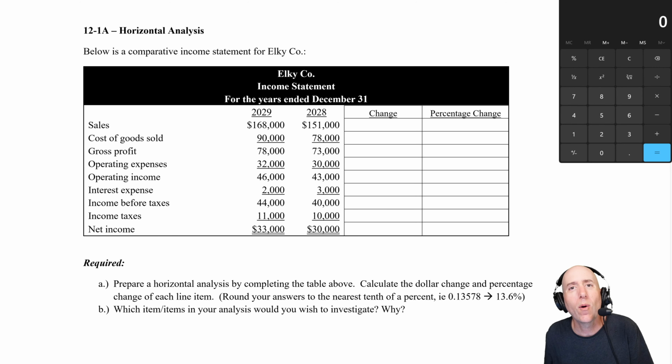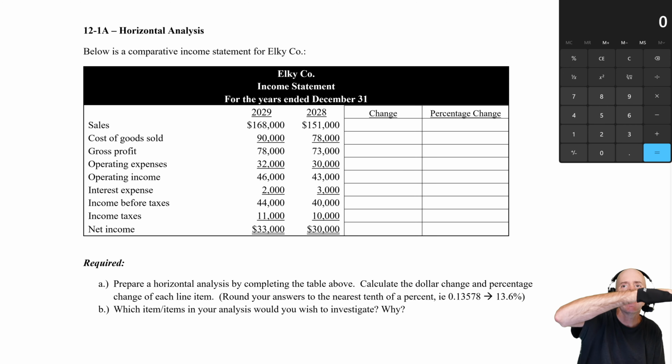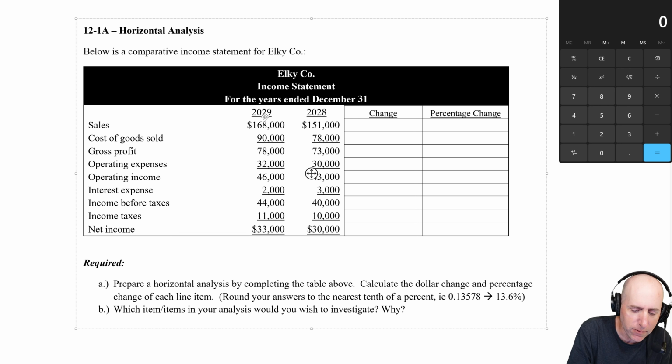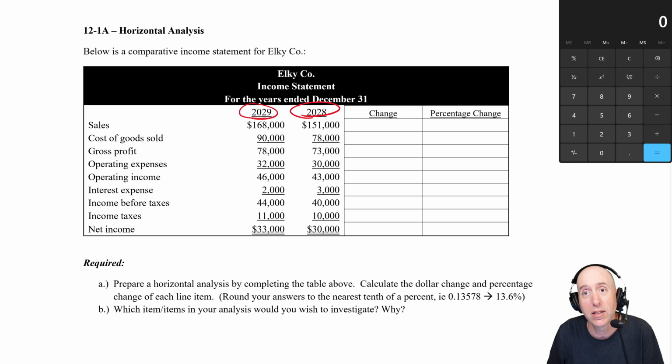Let's run through problem 12.1a, a horizontal analysis. As the name suggests, we're going to be looking at financial statements horizontally. And what does that mean? Well, if you look at your favorite company, if you Google whatever company you're interested in, look at their annual report or financial statements, you can't help but notice they never just give 1 year, they always give 2 or even more than 2 years.